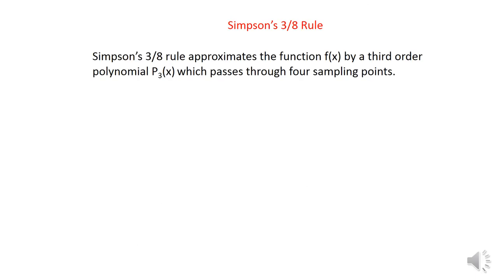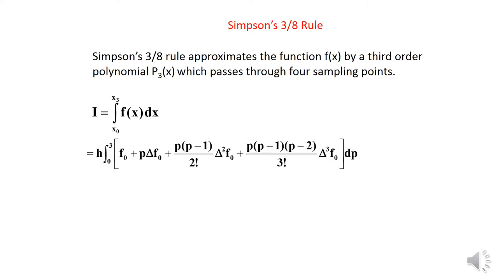Now Simpson's 3/8 rule. Simpson's 3/8 rule approximates the function f(x) by a third order polynomial p3(x), which passes through 4 sampling points. So the 4 sampling points will be x0, x1, x2, x3. So our integral is x0 to x3 f(x) dx, and we expand f(x) with the help of Newton's forward interpolating formula, as we did in the rest of the methods, trapezoidal and Simpson's 1/3 rule, as well as in Newton-Cotes formulas.